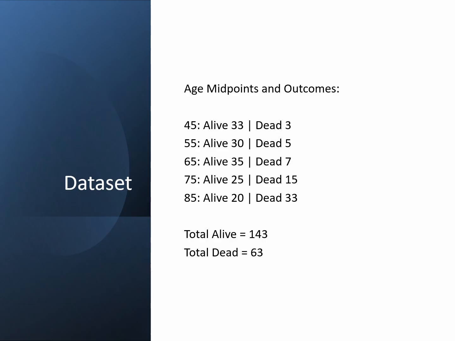So this table summarizes the data set. The age groups are represented using midpoint values: 45, 55, 65, 75, and 85. There were 143 patients who survived and 63 patients who died, giving a total sample size of 206 patients.